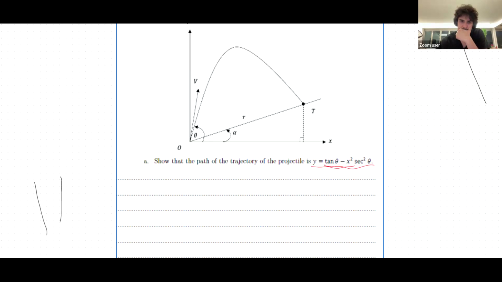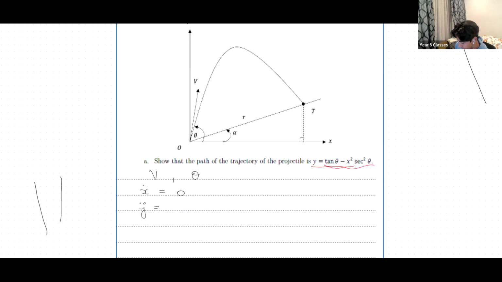Okay, I'll give you a little starting point. I'm going to say we're going at a starting velocity of v. We're shooting at an angle of theta. We can say the acceleration in the x direction is 0, and the acceleration in the y direction is negative g. So what I want you to get to, by integrating this, is an expression for x displacement and an expression for y displacement, and then we'll go from there.